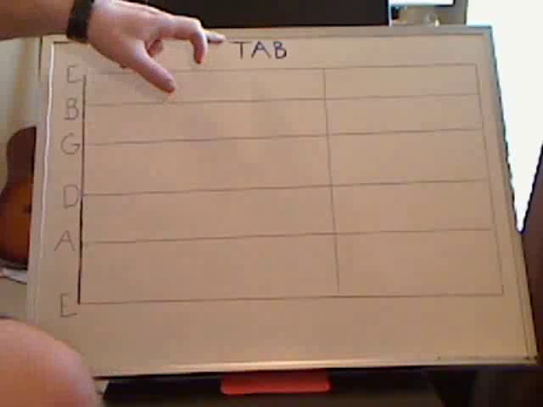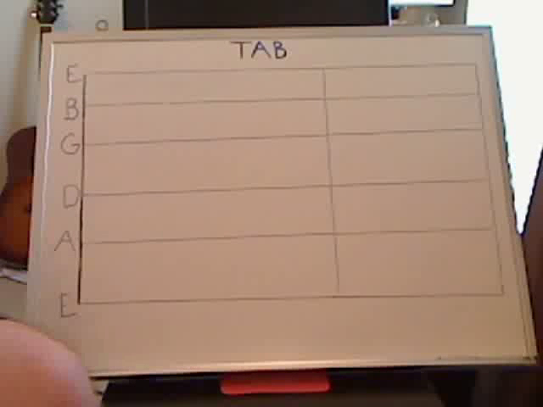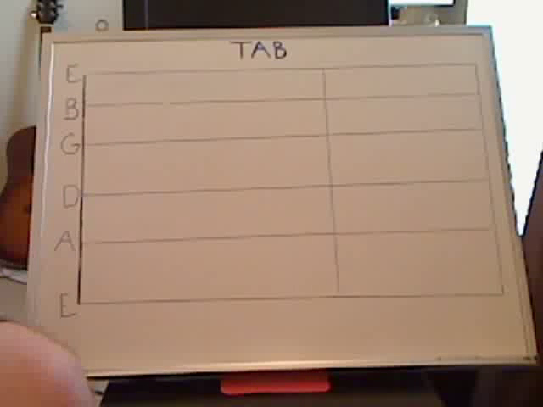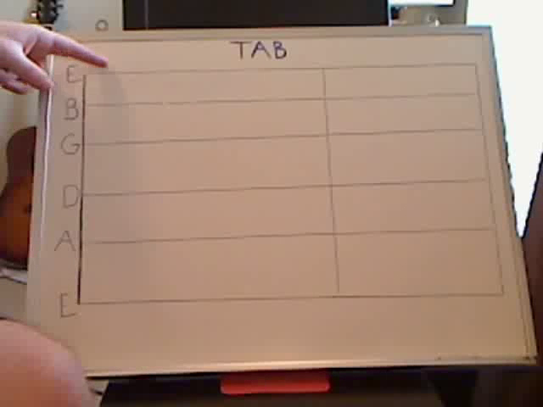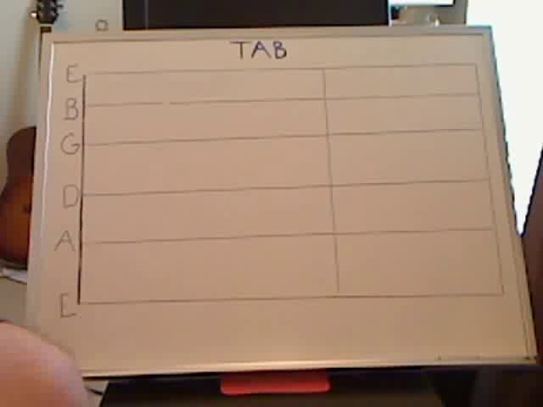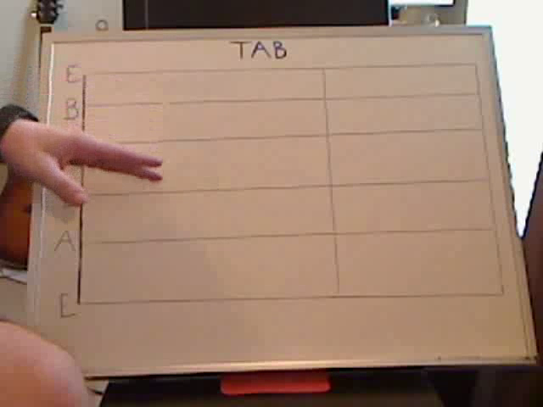Now, I've got tab written up here. You'll hear that a lot if you get on the internet and you're looking for tablature. You'll see it abbreviated as tab a lot. So all that is tablature. And I want to basically explain this layout for you right here. You'll notice I've got these 6 lines going across the whiteboard here. What those are is just the guitar strings.